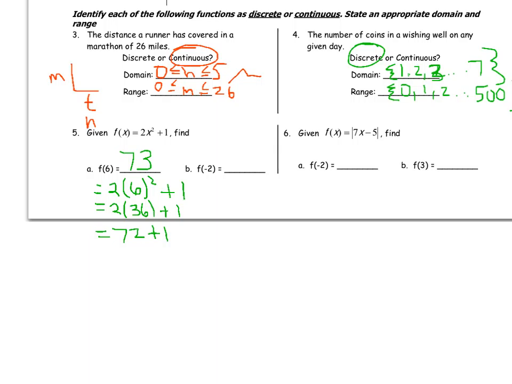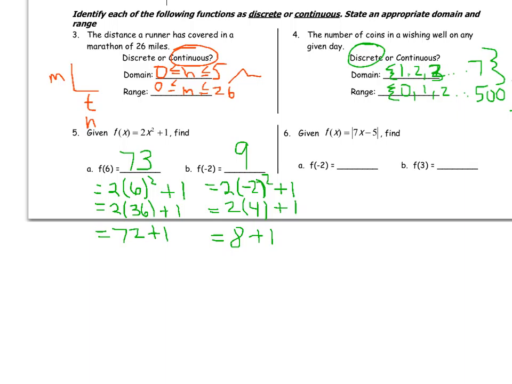We plug in negative 2. We've got 2 times negative 2 squared plus 1. Negative 2 squared is going to be 4, because negative 2 times negative 2 is positive 4. Now we'll multiply. 2 times 4 is 8, plus 1 will give me my answer of 9.